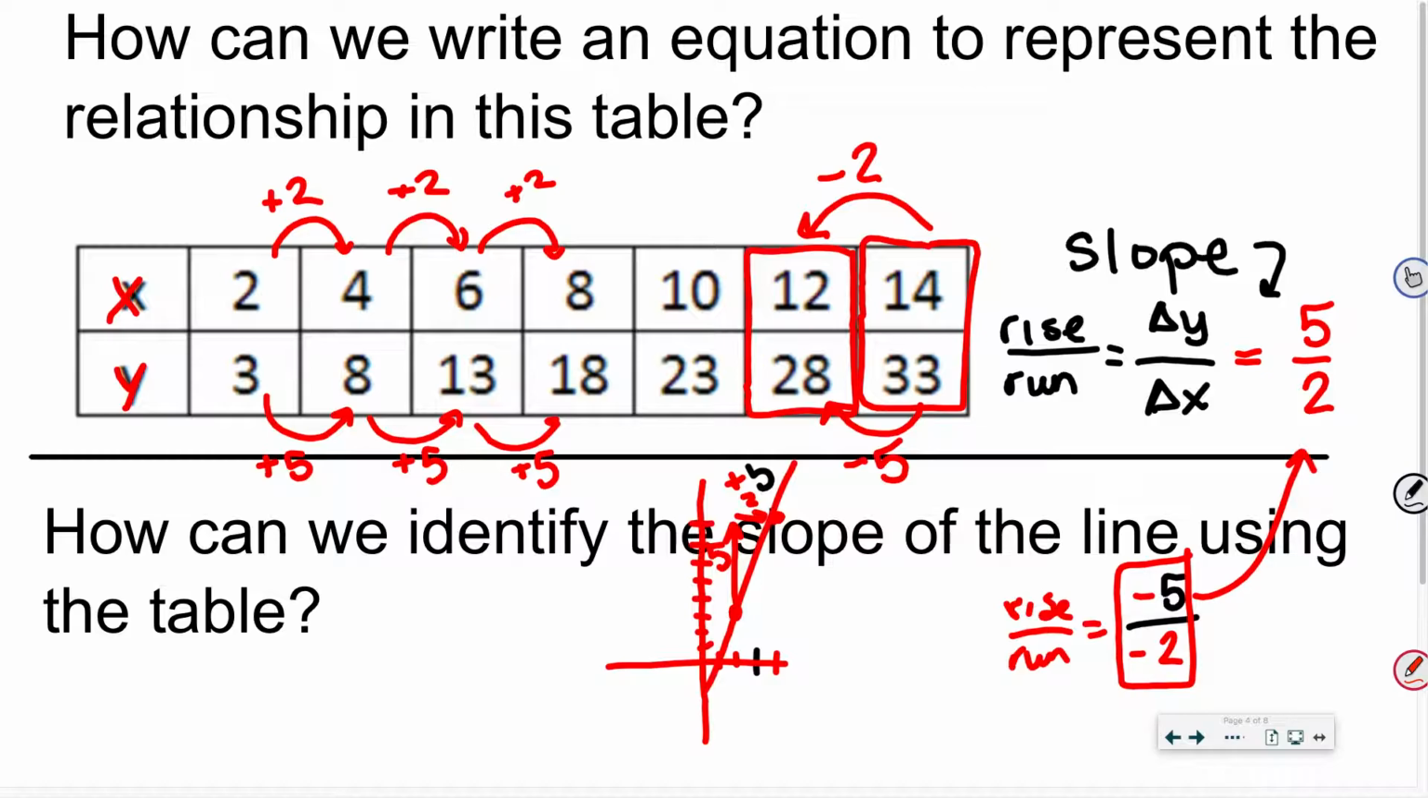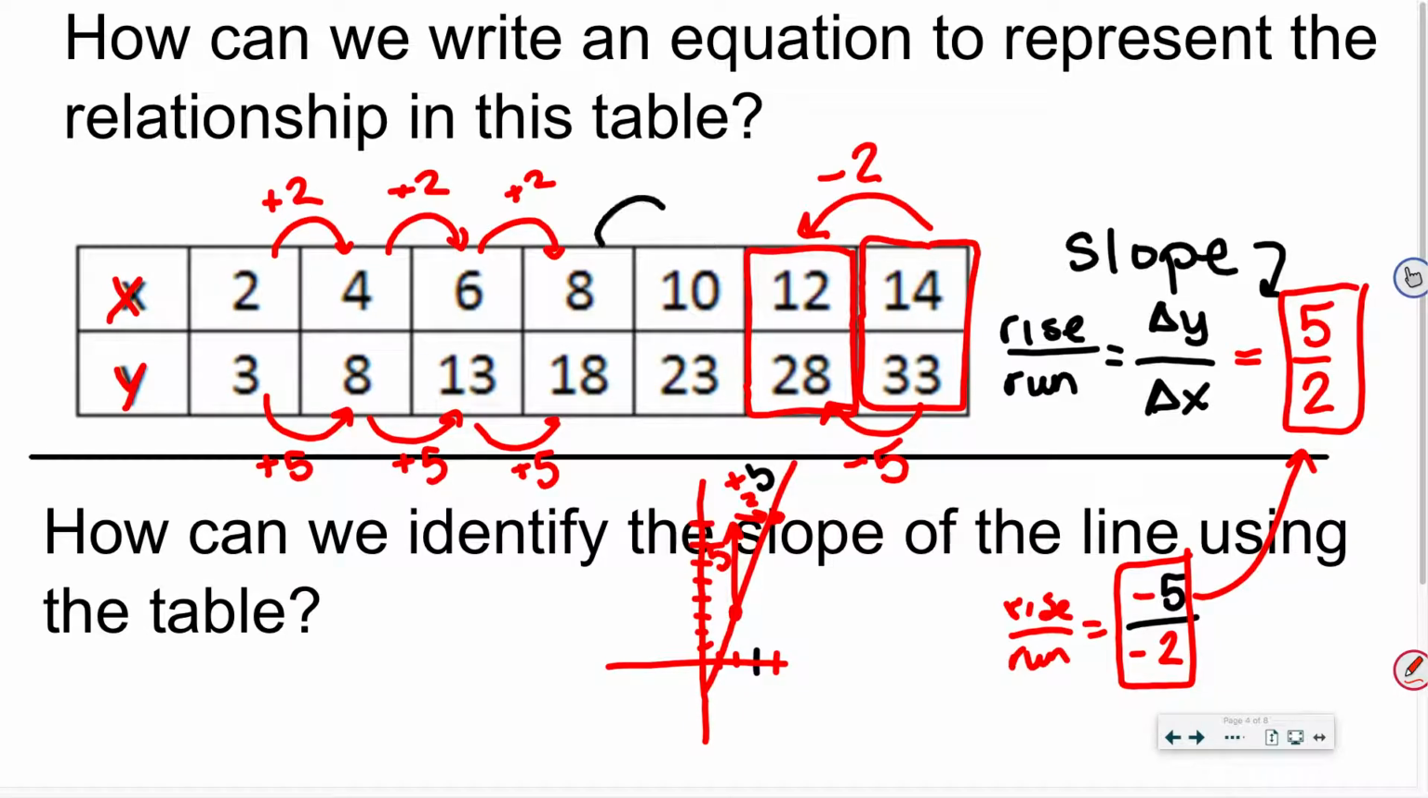Yeah, +5 over +2. These are actually the same number. And they will be no matter which direction you're moving because those points are all on the same line. And we've learned a few days ago that any 2 points on a straight line will always have the same slope. And it's okay if you have a table like this to actually show the movement.